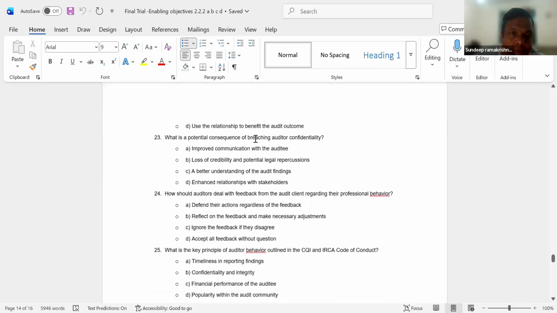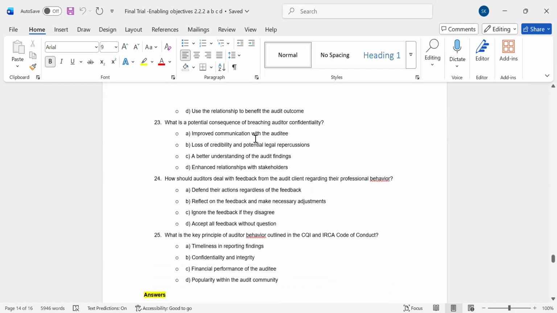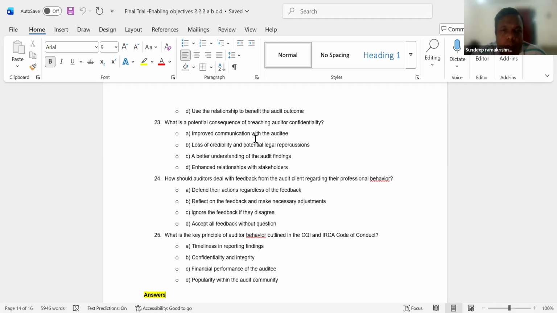Shashikanta Mahanta. Right. 23rd. What is a potential consequence of breaching auditor confidentiality? A. Improved communication with the auditee, loss of credibility and potential legal repercussions. A. Better understanding of the audit findings, enhanced relationship with the stakeholders. What is the potential consequence of breaching auditor confidentiality? B, sir. Loss of credibility and potential legal repercussions. Right. B is the best fit answer.